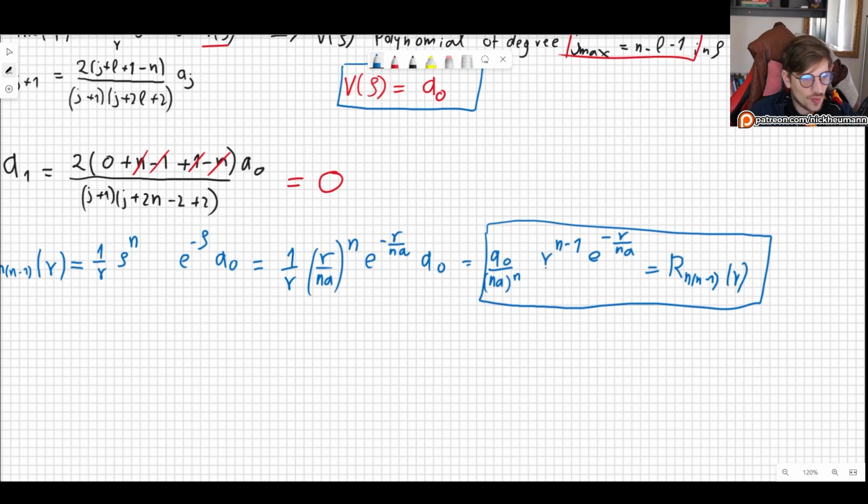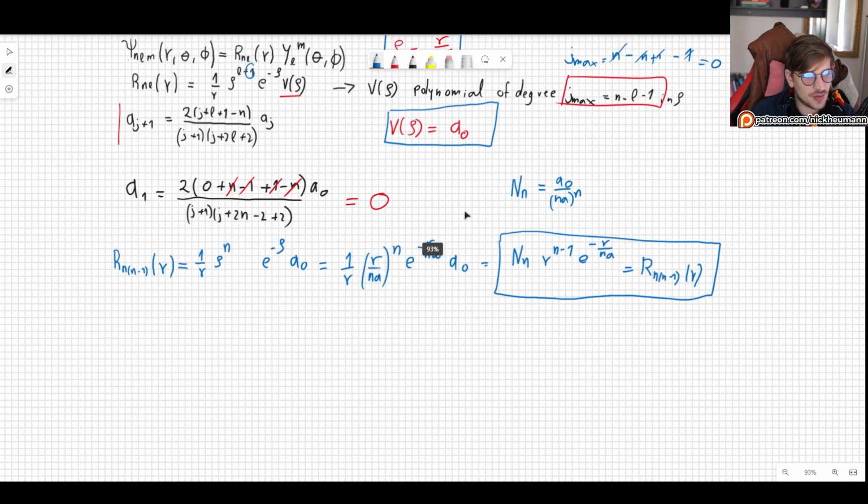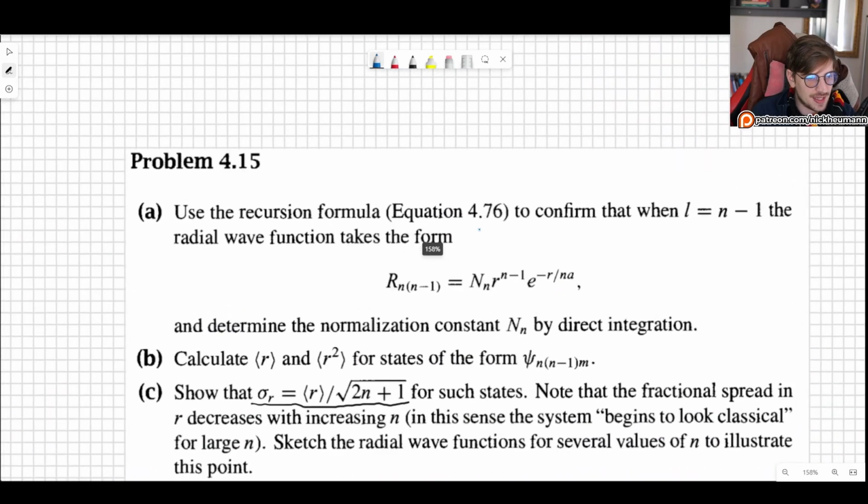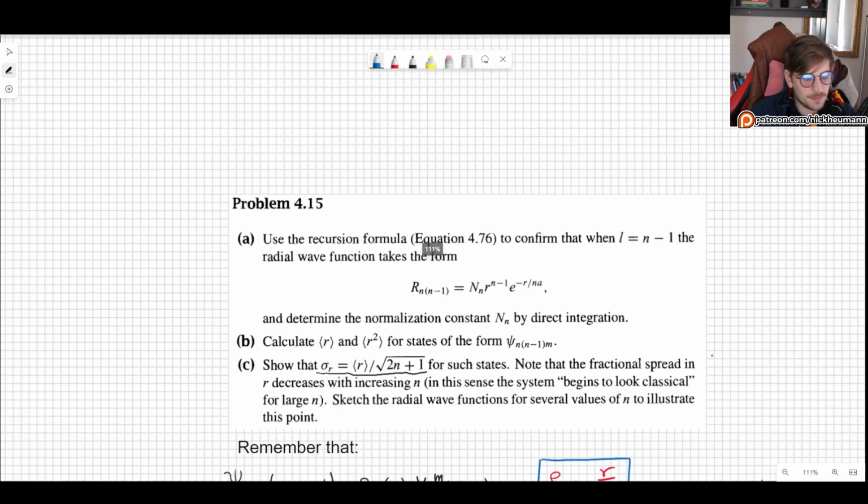Because instead of having A0 and this, what Griffiths did is just introduce a new name. So they said N, that depends on small n, right? The normalization constant, that's what the big N is for. That depends on the quantum number, small n, that's a bit confusing. This is A0 over na to the n. So if we do that, this here is simply N to the n. And you can see that we did arrive at the exact same formula, which is very nice.